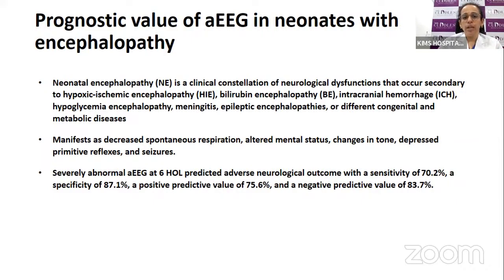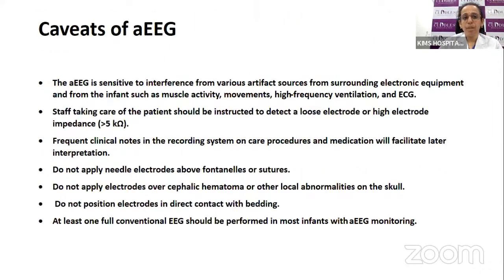So the aEEG is a tool which will help to assist along with the clinical diagnosis of the baby. So first the clinical examination and using the different scores like Sarnat and Sarnat score, Thompson score. These are very important. The aEEG is a tool which will help in predicting the prognostic value along with the clinical features of the baby. So there are some pitfalls or caveats for amplitude integrated EEG also.